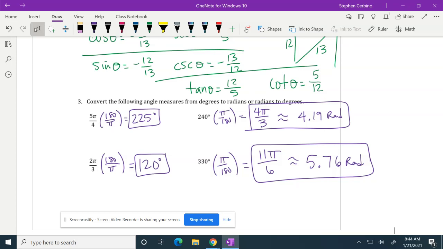Now I'm just reducing the fraction 240 over 180, that becomes 4/3, so I leave it as 4/3 pi. Or if I type 4/3 pi into my calculator, I get 4.19 rounded. For 330, same thing. I get 330 pi over 180, reduce it, and it becomes 11 pi over 6. If you left it like that, that's good. But the second one, if you type that into the calculator, you get 5.76.